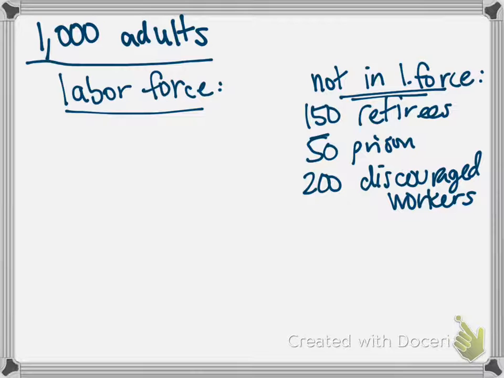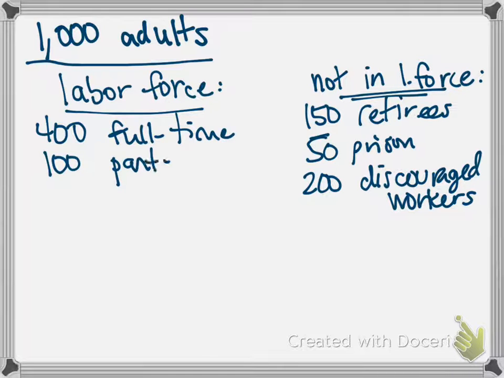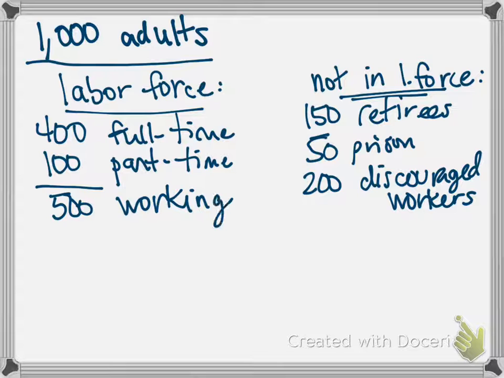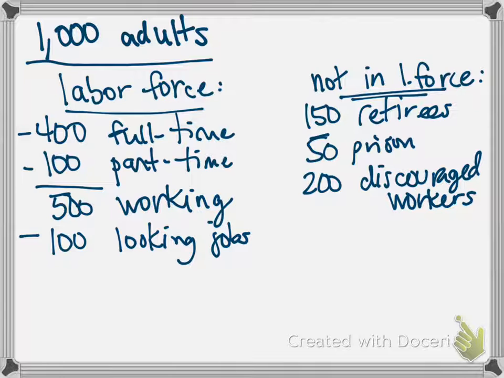So who is in the labor force? The problem tells us that there are 400 people who are working full-time, so they're in the labor force, and 100 people who are working part-time. So our total number of people working is 500 currently in our economy. And lastly, we're told that we had 100 people looking for jobs. Those are the numbers that the problem gives us.